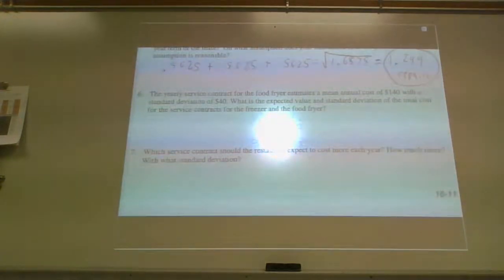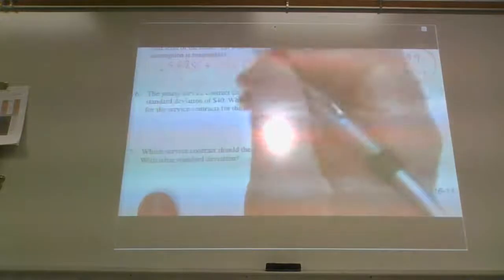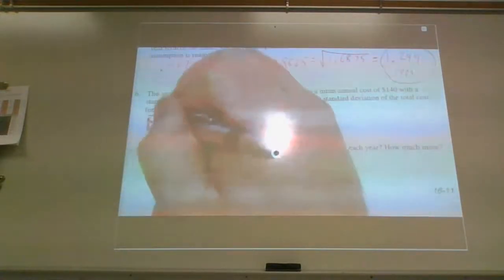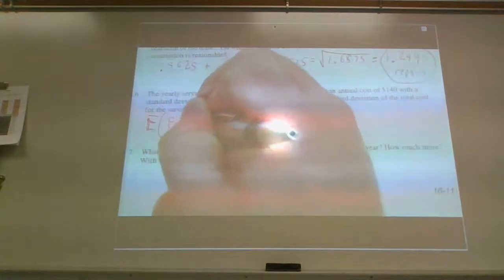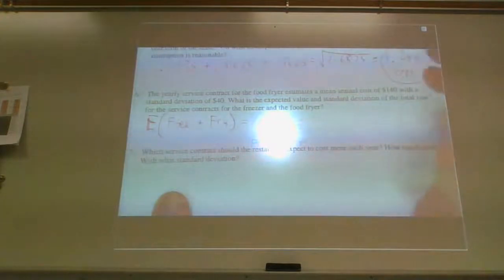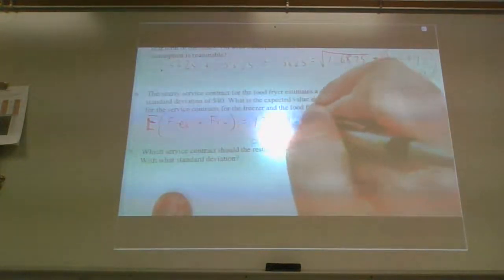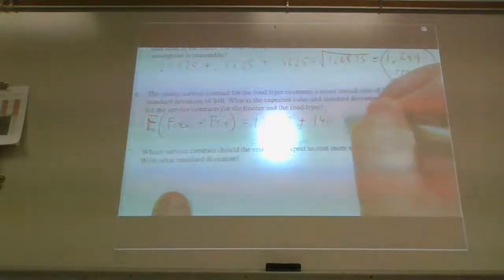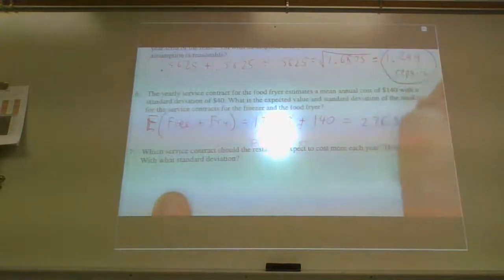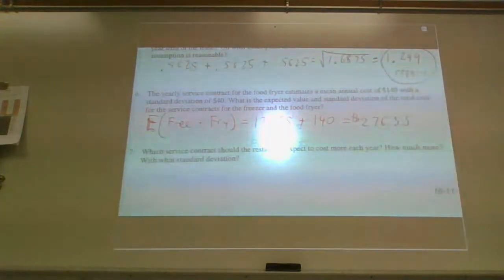Well, simply put, they're both F, so I don't really want to abbreviate. The expected value of the freezer plus the fryer is just, well, I found $136.55 plus $140, which should give me $276.55. And yeah, it should. Absolutely, because with expected value, I can just add those things together. Oh, happy day.